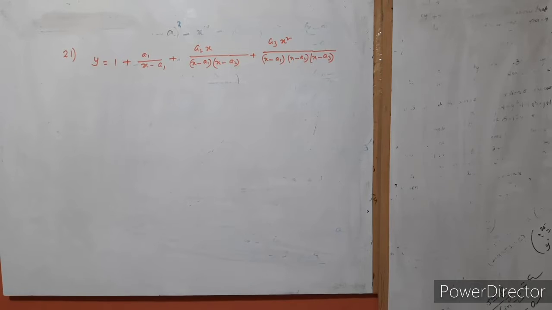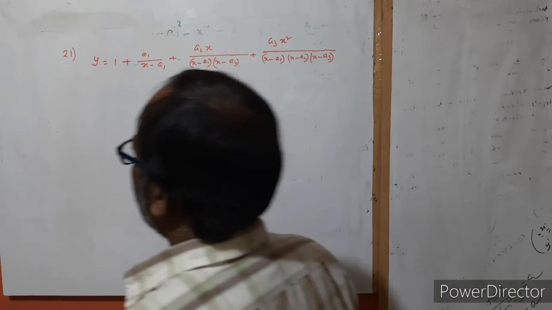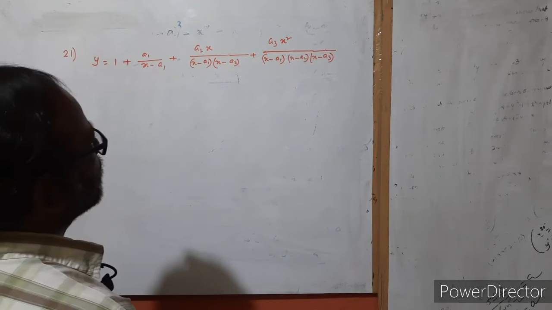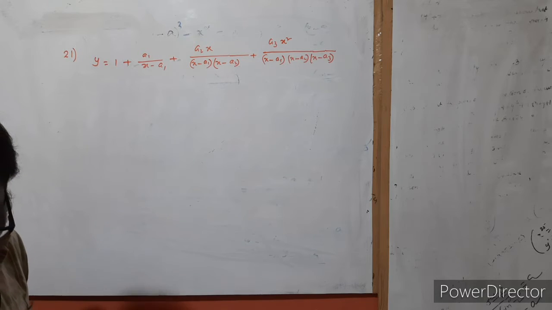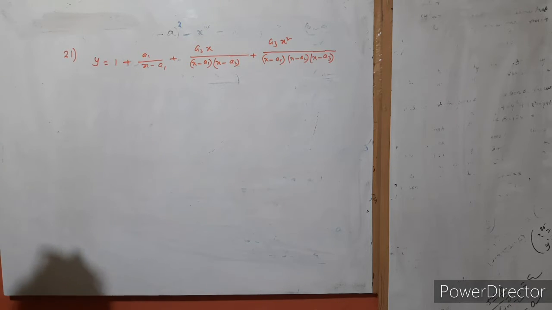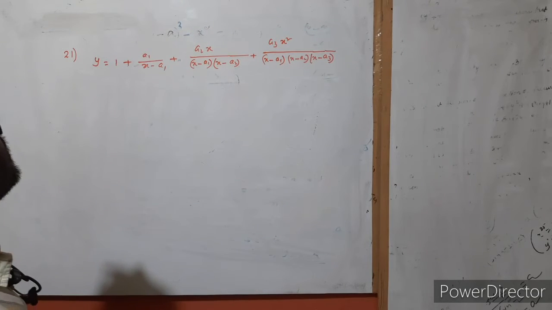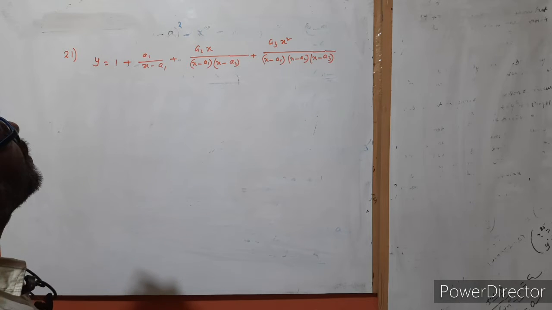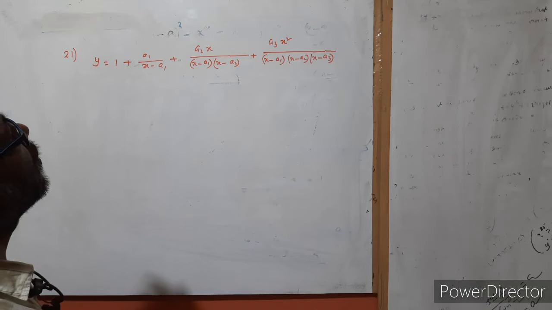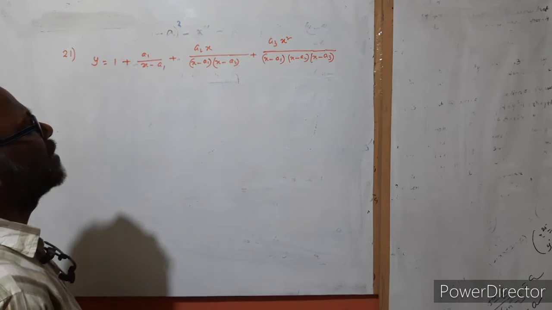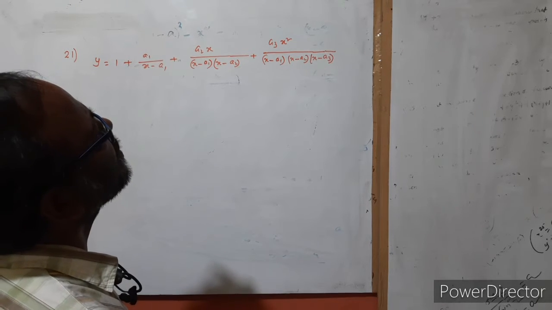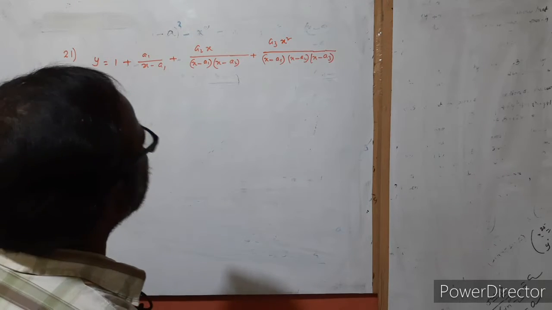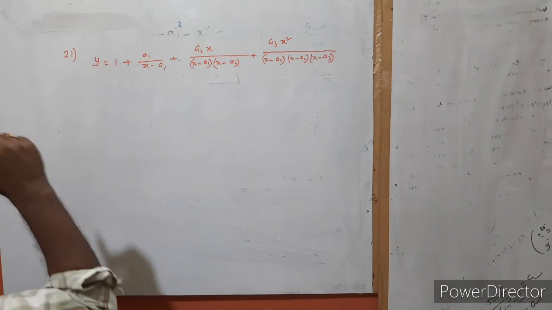See the problem here given to me. This is one of the best problems. We have given y equal to 1 plus a1 by x minus a1, plus a2 into x minus a1 into x minus a2, plus a3 x square, whole divided by x minus a1 into x minus a2 into x minus a3. Okay.